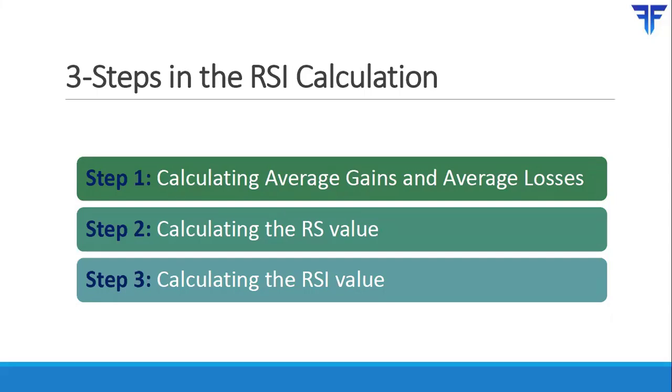So that's how you perform the RSI calculation. It's a three-step calculation, wherein in step one, you calculate average gains and losses. In step two, you calculate the RS value, and in step three, you calculate the RSI value.